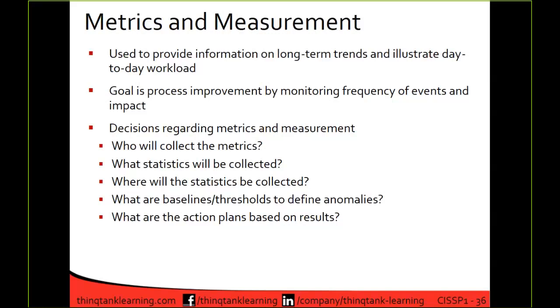Who's going to collect those metrics? What statistics will be collected? You don't want to do paralysis by analysis. You want to make sure that you're collecting only the important information. Where will those statistics be collected? What are the baselines and the thresholds for defining anomalies? And what are the action plans based on the results? Okay? Metrics are not just used for security. They're used for measuring any kind of performance-based solution, right? Whether you're going through the process of upgrading software, firewalls, hardware, whatever, whether you're providing a service to an organization, whatever it might be.